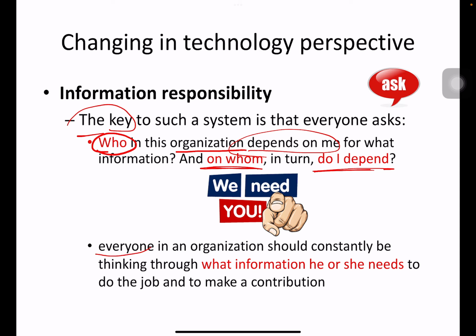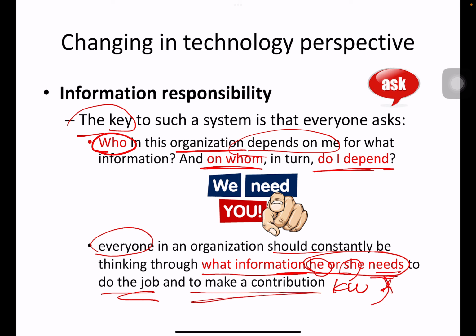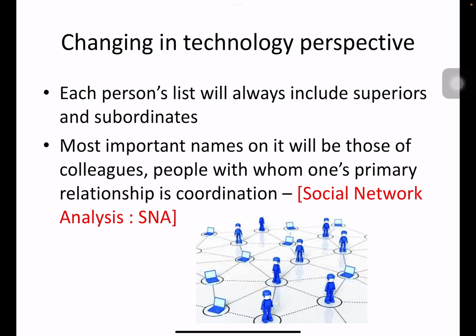Everyone in the organization should think about what information he or she needs to do the job. He or she is the knowledge worker. What information do they need? That information can support that job to contribute benefit to the organization. And each person always includes a superior and subordinate, everyone.